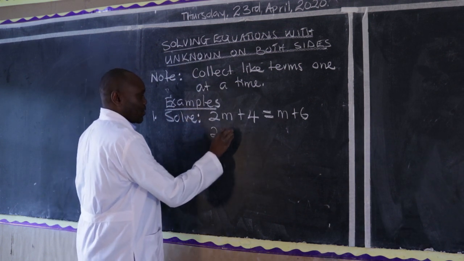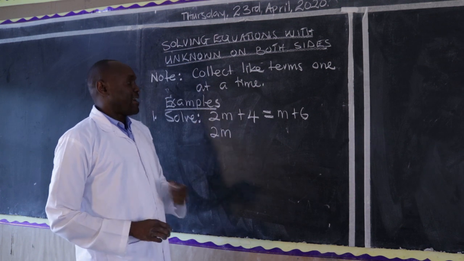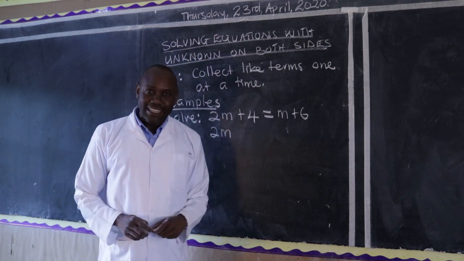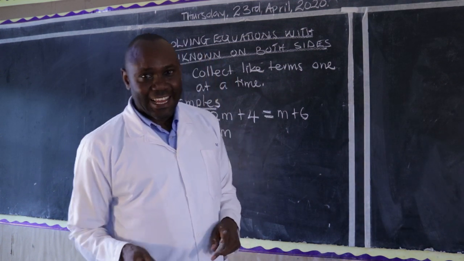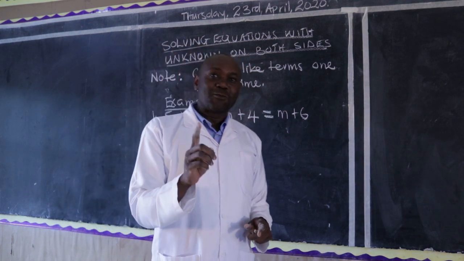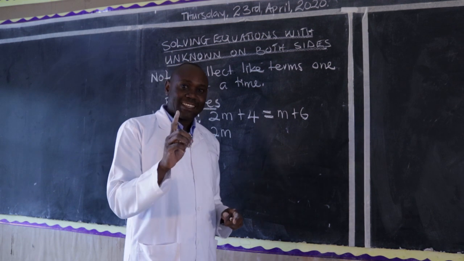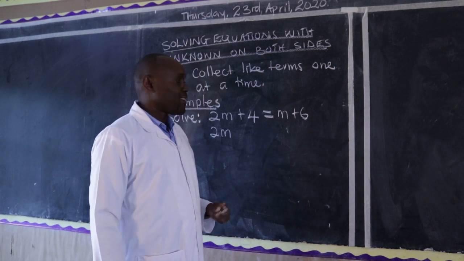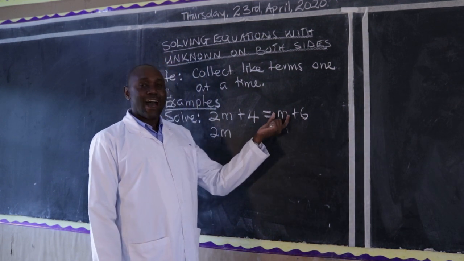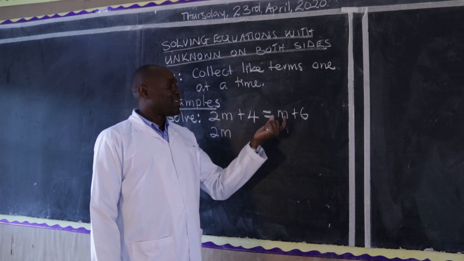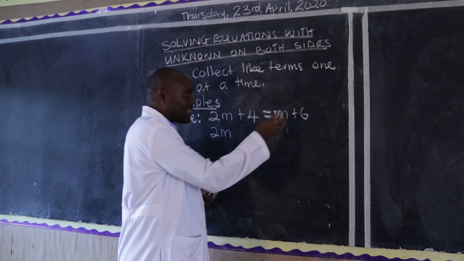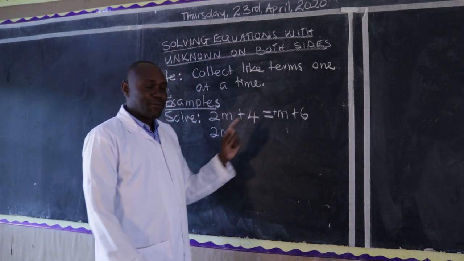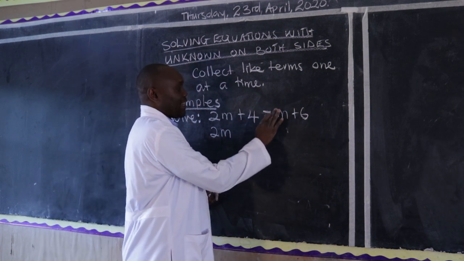Remember that at the beginning we say that any term, any letter, any number without a sign, its sign is a positive. Therefore, our m here has no sign. So know that its sign is a positive. But we shall not write there that positive m. No. You must know that.